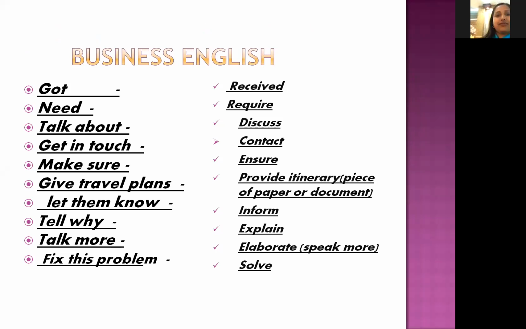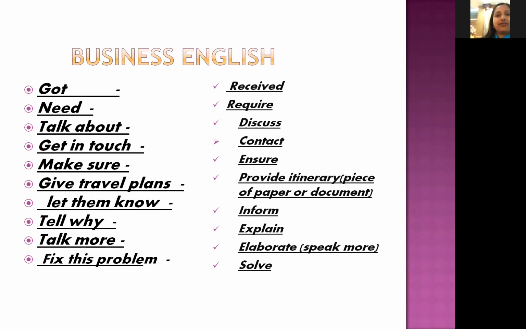Here, there are some examples with words that we use in our normal life. And when we use them at a place of work professionally, in a formal way, the way of using the words and sentences changes. Let us take some examples. Say if I say, I got your mail. Instead of got your mail at a place of work, we will use I have received your mail. Next example is I need your help. Here we will use I require your help.